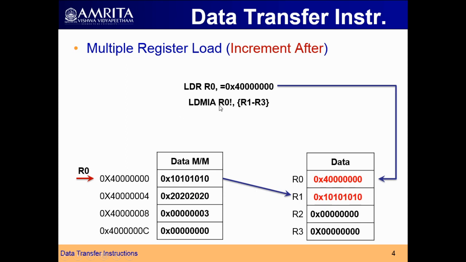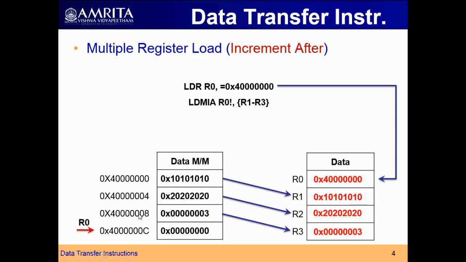And then since it is increment after, the pointer will increment to the next location. Content of that location will be moved on to the second register, R2. So this content will be moved on to R2. Then again the pointer will be incremented to the next location. Content of that location will be moved on to the third register, that is R3. Finally, the pointer will get incremented to the next location.